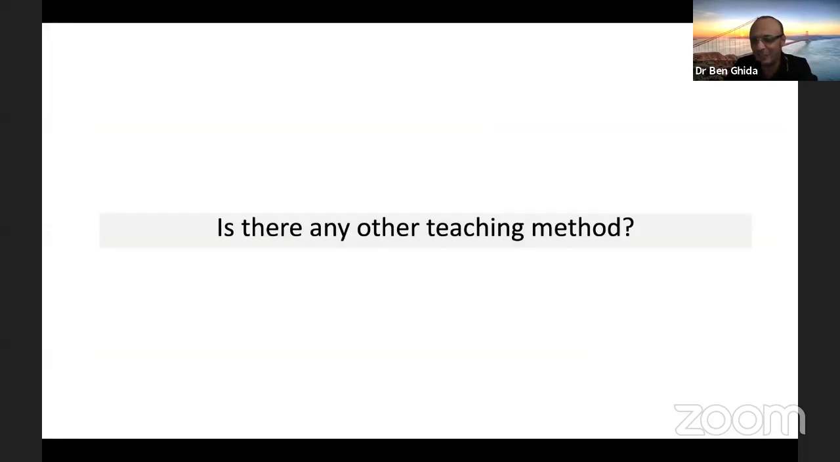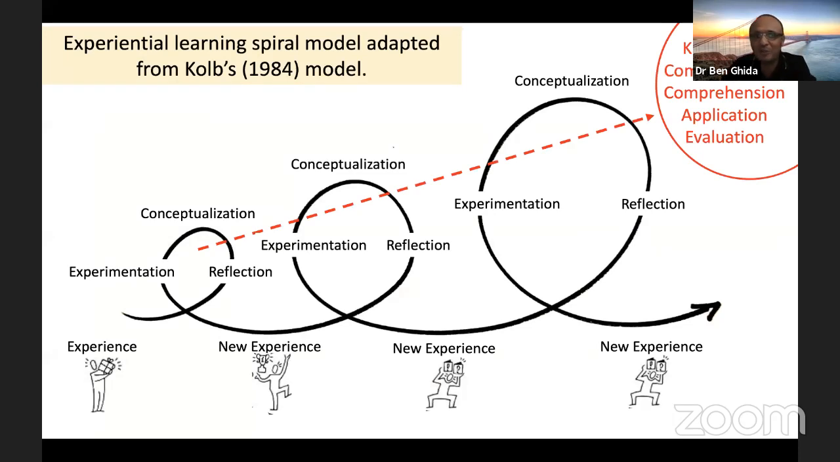So I was looking, is there any other method to teach, especially history of architecture? There is what we know as the experiential learning spiral model, which is adapted from Kolb's model. Basically, this is teaching and learning based on experience. So the students get time to reflect and think about what they learned, the material, the knowledge, and later they conceptualize the reflection, what they learned, then they experiment, then again they have a new experience, again and again.